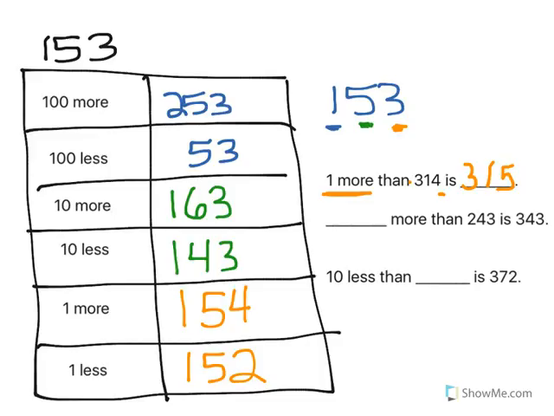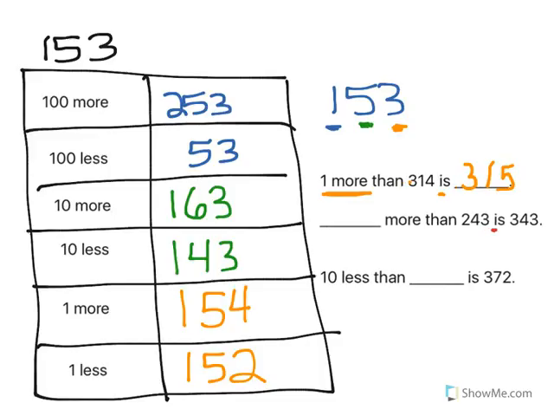Now for my next problem, it says blank more than 243 is 343. Well, if I look at both those numbers, the ones place stays the same in both. And then 4 is in the tens place for both. And I'm looking at my hundreds place. And I have 200 and then 300. So I know that 300 is 100 more than 200. So 100 more than 243 is 343.